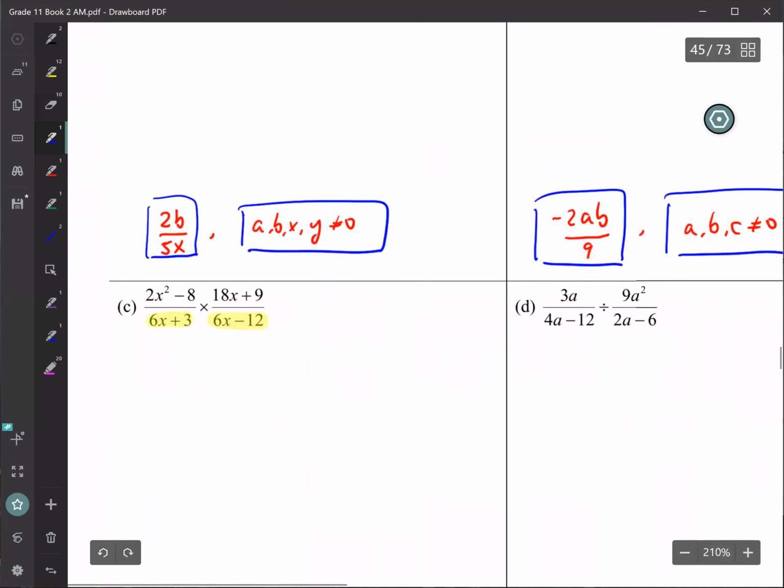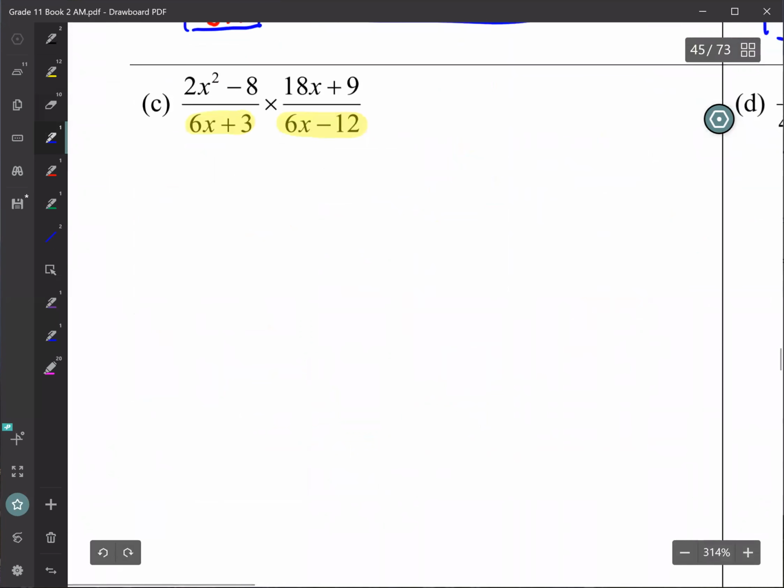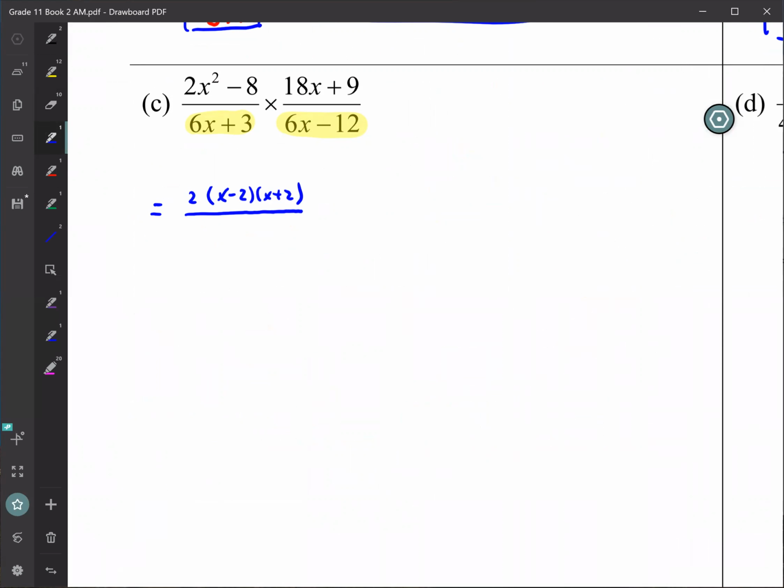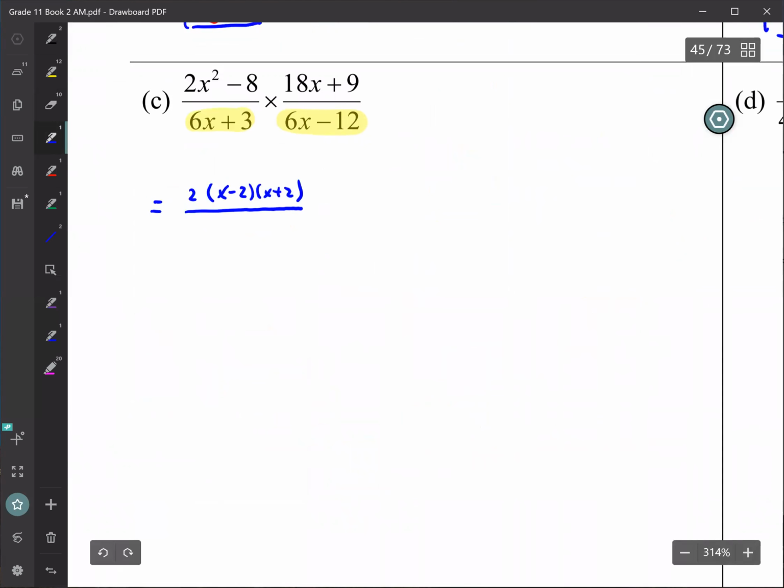Okay. For questions C and D, you need to do some factoring. So you need to know how to factor. Take out the 2, x squared minus 4. X squared minus 4, I can factor further: x minus 2, x plus 2. Difference of squares. You can do that on the side, and then put the final factor in the fraction. Denominator, you can take out 3. So 2x plus 1.